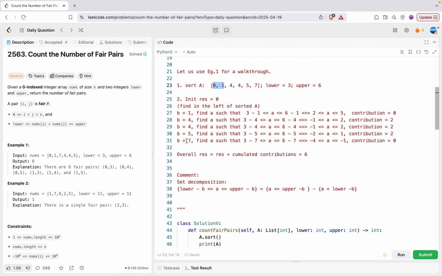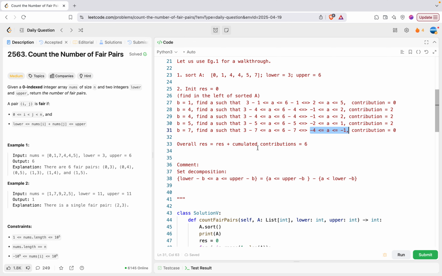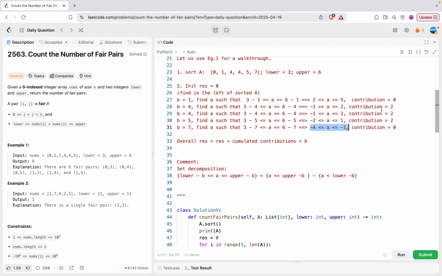Now let's look at 7. To get the valid pairs for 7, we use 3 minus 7 and 6 minus 7, so A should be between -4 and -1. But before 7 we don't have -1, -4, or anything in this range, so the contribution is 0. Overall, the result is the accumulation of the contributions, which will be 6.